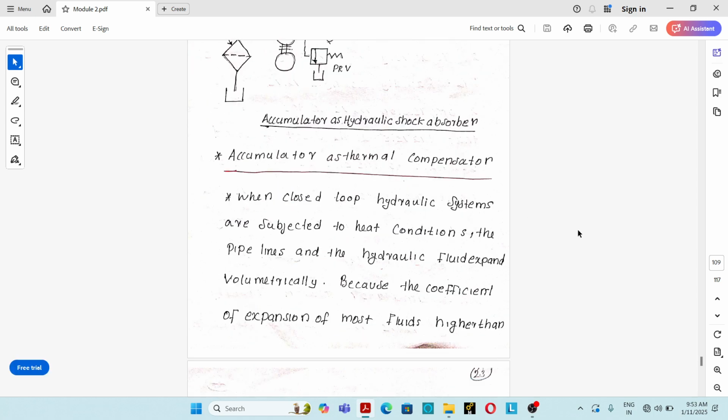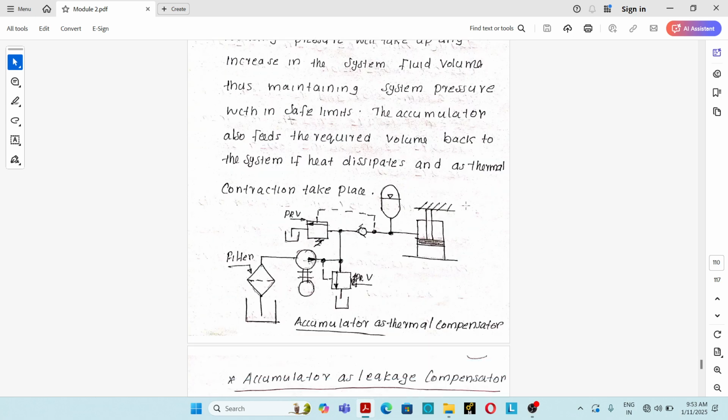Then the third one is accumulator acting as a thermal expansion compensator. Almost all hydraulic systems are closed loop systems. When the hydraulic oil is continuously flowing through the circuit, the temperature of the hydraulic oil will increase, and the oil will expand. The coefficient of expansion of hydraulic oil is very large compared to the coefficient of expansion of the pipelines.